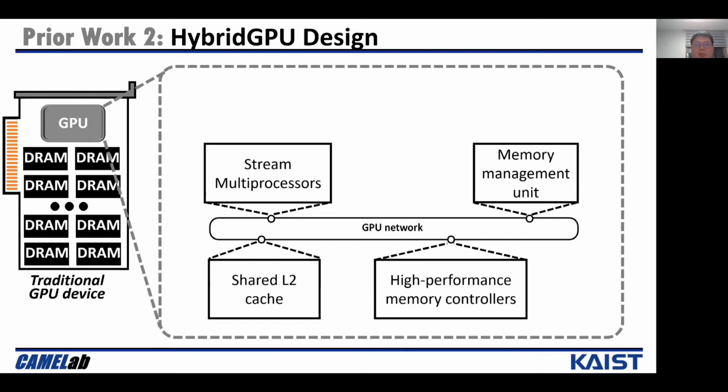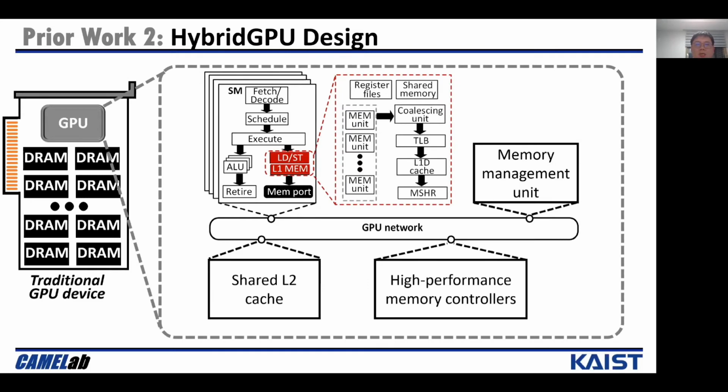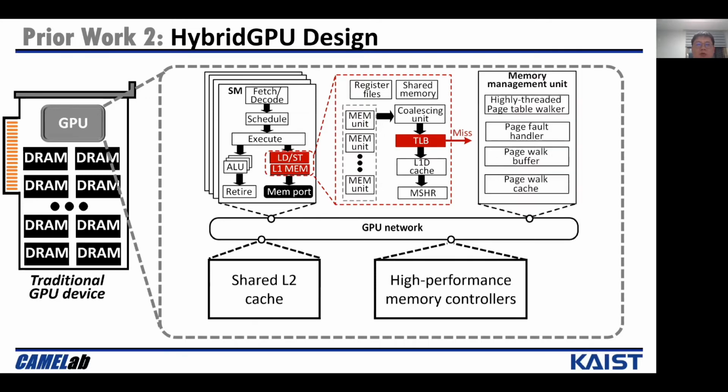Within the SM, the instructions are executed with a typical pipeline, including fetch, decode, execution, and retire. The SM also employs a private L1D cache to serve the load store instructions. The GPU enables memory virtualization by employing TLB and memory management units. Before the memory requests access the L1D cache, they need to look up the TLB for address translation. If there's a TLB miss, the memory management unit will perform the address translation.